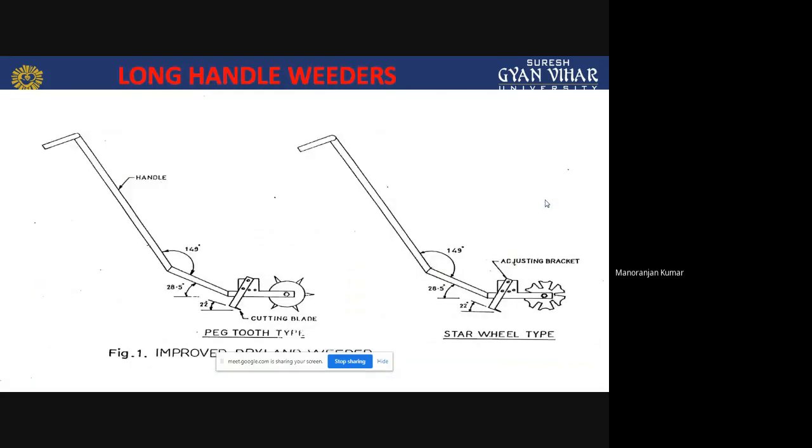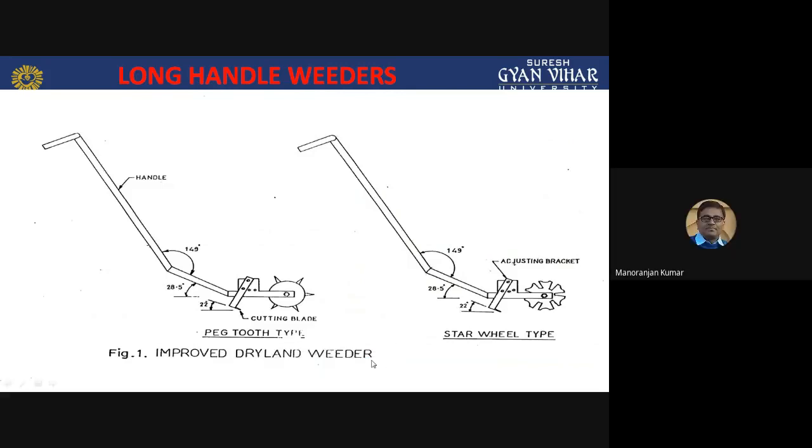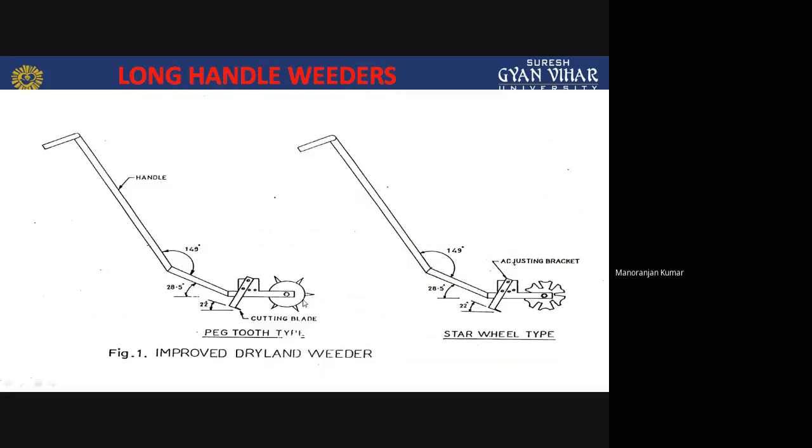The other implement is the long handle weeder. Here you can see this is the long handle weeder. This is the peg tooth type weeder, and this is the star wheel type weeder. Here you can see the cutting element is cut into a star type structure. There is a fulcrum wheel, and that wheel is cut into a star type structure. Here in the peg tooth type, on the periphery of the fulcrum wheel, the pegs are welded. So this is a long handle weeder.